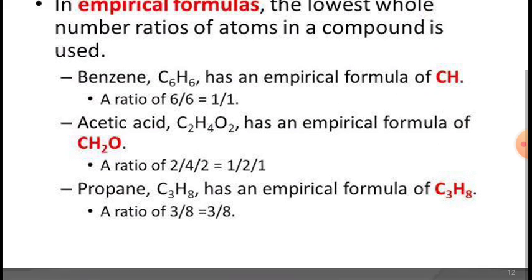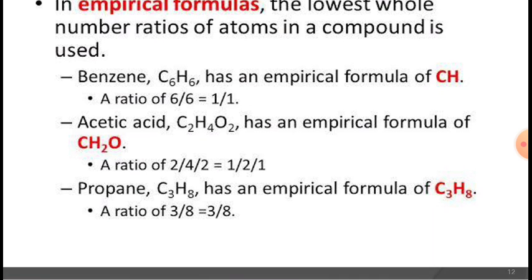Here is another example which I have selected for you: propane. Propane has the formula C3H8. This cannot be written into a further simplest form because the ratio is 3:8. So the empirical formula for propane is the same as its molecular formula.